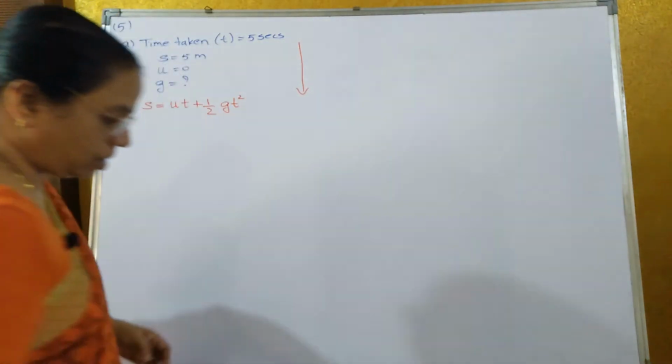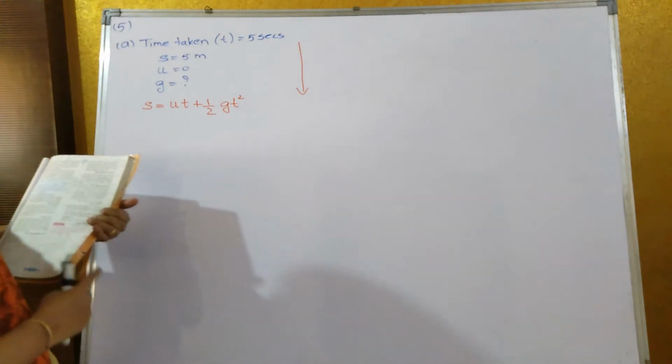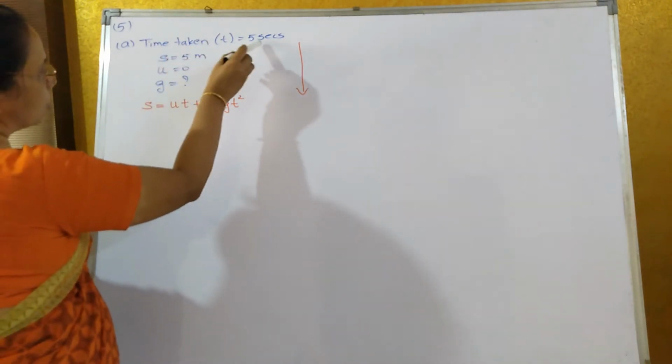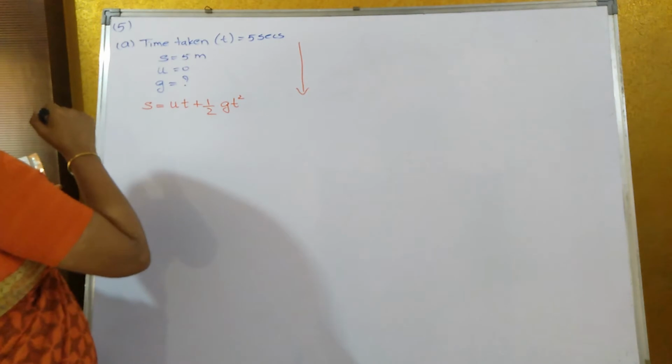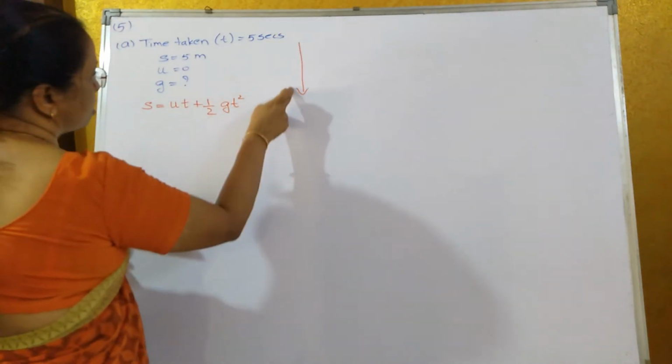Now, fifth question. It is given: solve the following example. The first one, an object takes 5 seconds to reach the ground. So time taken t is equal to 5 seconds, and it covers from a height of 5 meters. So the height is how much? 5 meter.